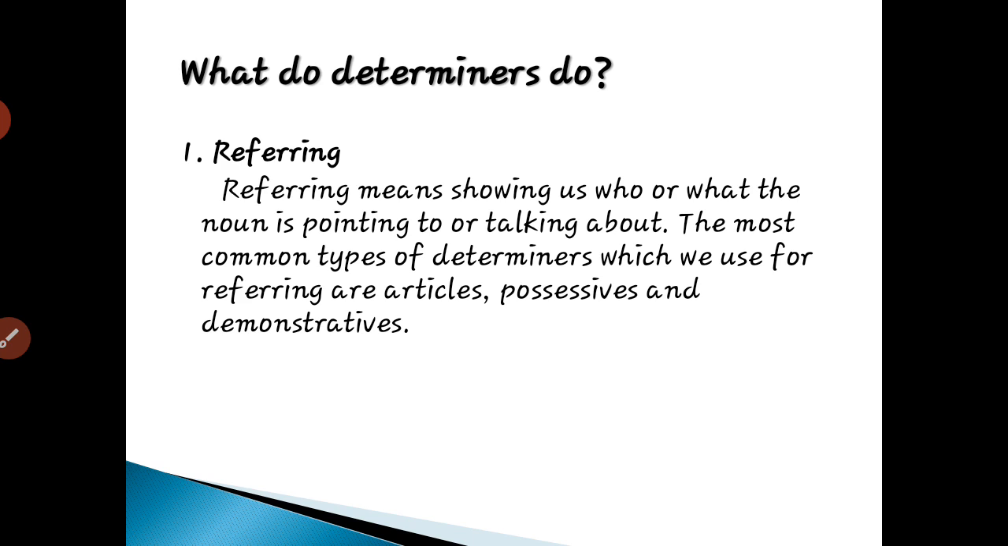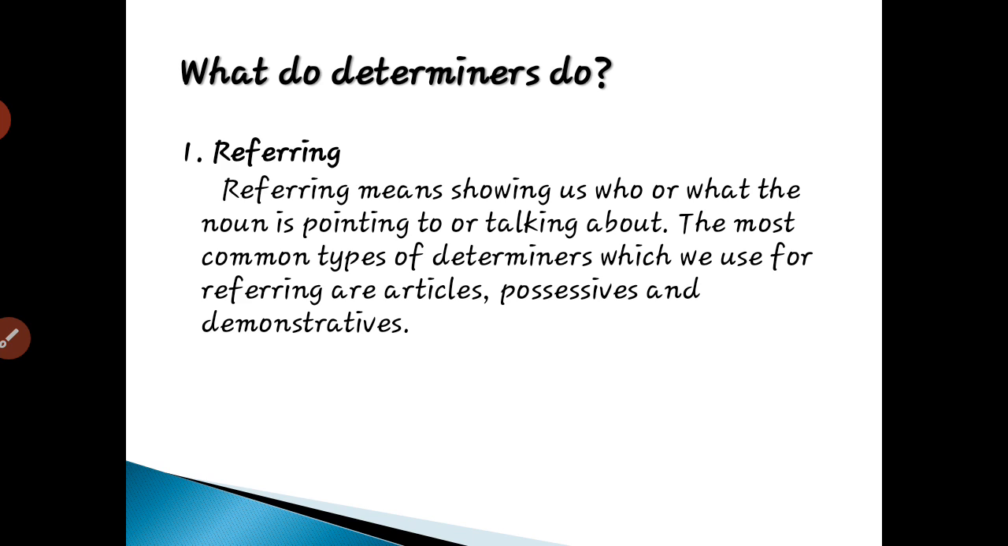There are two important functions of determiners. One is referring and the second is quantifying. As the word suggests, referring means referring to a person or to a thing. It gives information about a person or a thing about whom or about which we are talking in that sentence. Most commonly we use articles, possessives and demonstratives as these referring determiners.